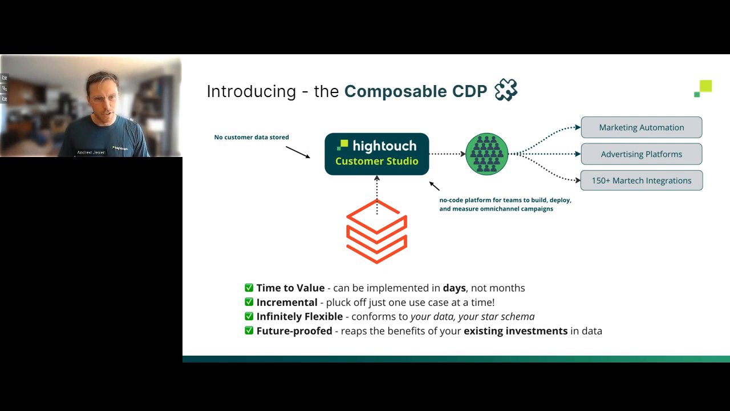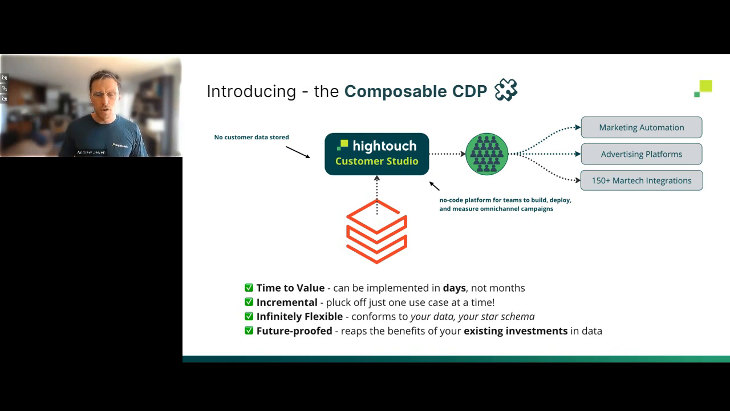Thirdly, it's infinitely flexible. Whatever you've modeled, all the entity relationships you might have within Databricks, we simply conform to your star schema and your data models, and then allow a marketing team to visually filter across those different data models based on your specific business needs. And the last point is that this whole architectural philosophy is just so much more coherent and reaps the investments of your existing data lakehouse.